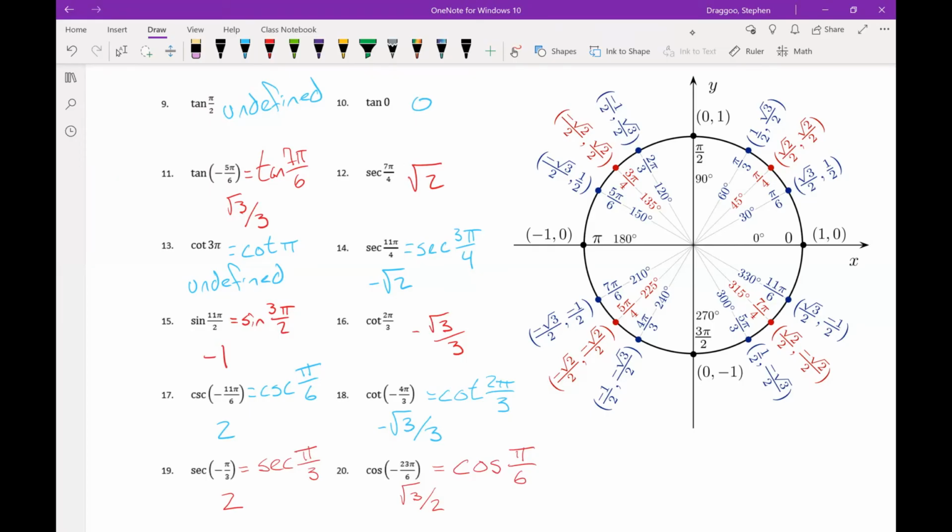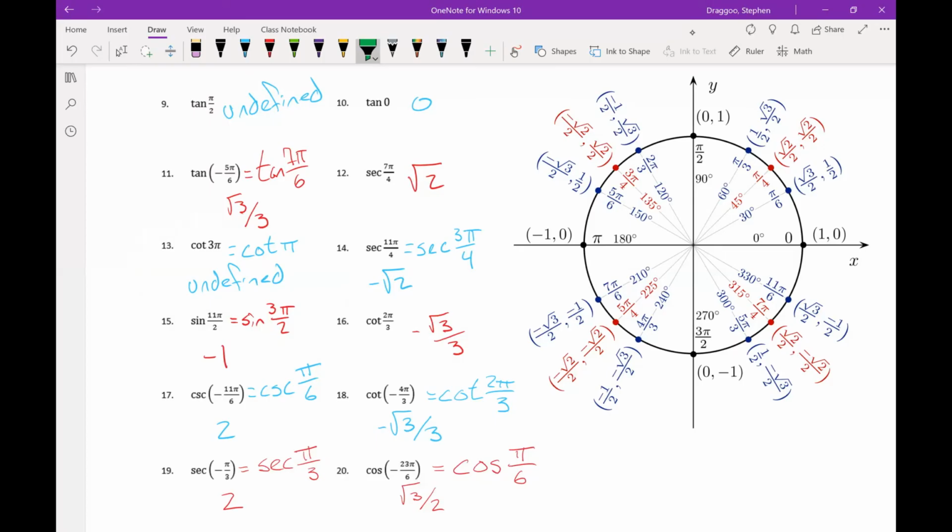In problem 11, I want to find a coterminal angle to negative 5 pi over 6, which I found was 7 pi over 6. 7 pi over 6 is in the third quadrant where tangent is positive, and it's a pi over 6 angle, so I know I should have 2 3's in my answer. So that must be positive root 3 over 3. Now for 13, cotangent of 3 pi, I first found a coterminal angle, which was pi, and cotangent is undefined at pi.